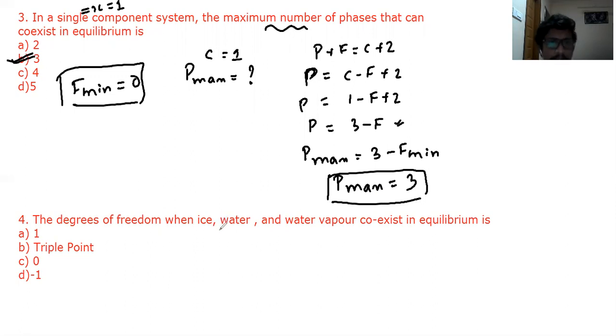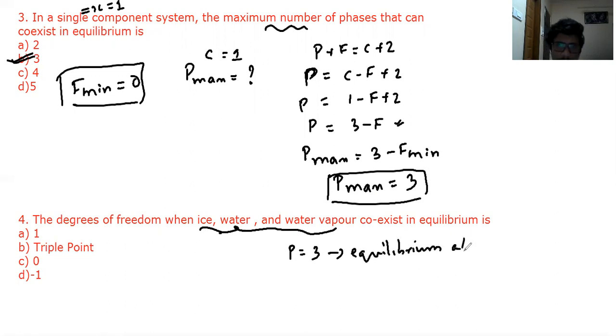So let's come to the last question. The degree of freedom when ice, water and water vapor coexist in equilibrium. If you look at the phase diagram, we will have all these 3 phases, ice, water and water vapor in steam. We will have all these 3 phases in equilibrium at the triple point.